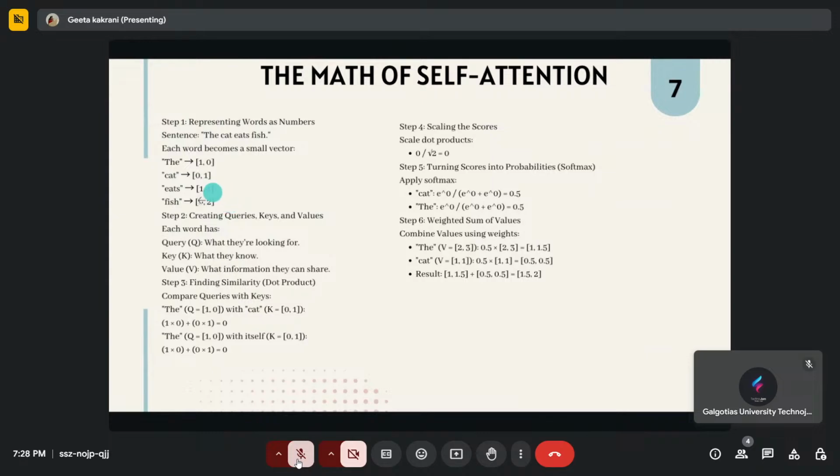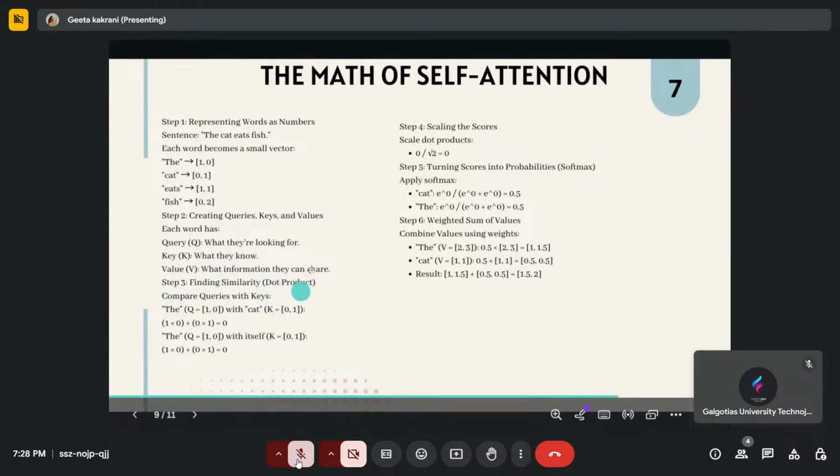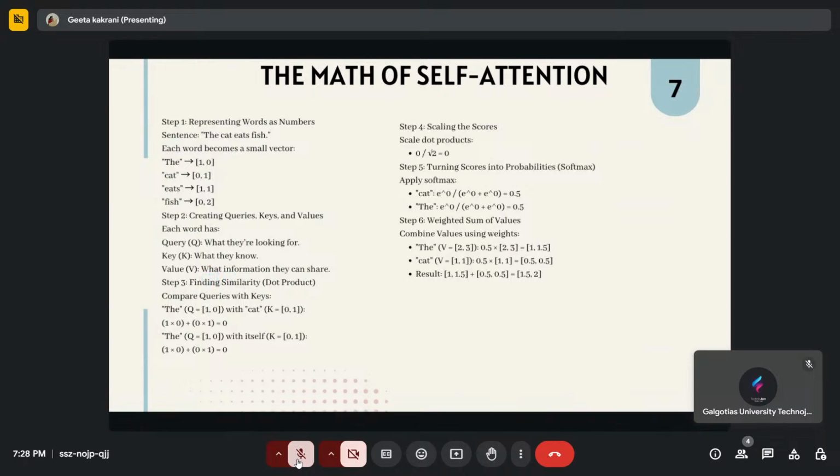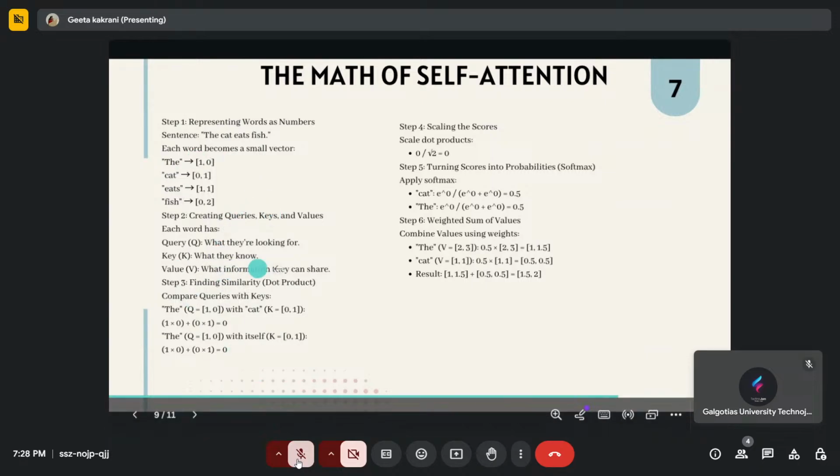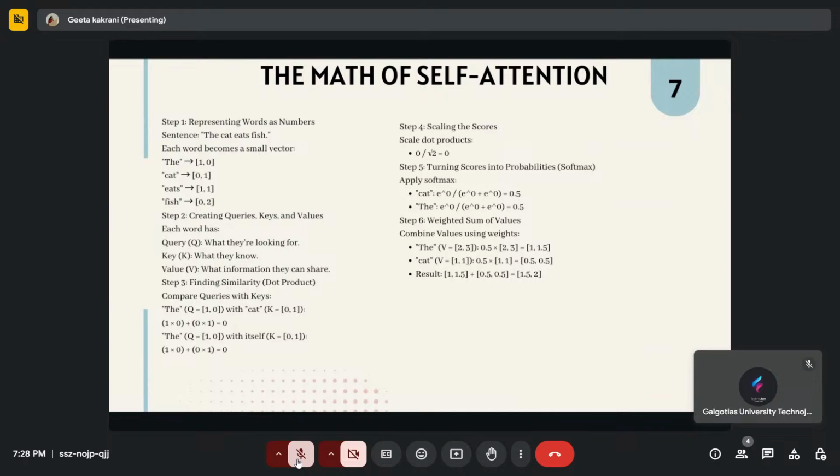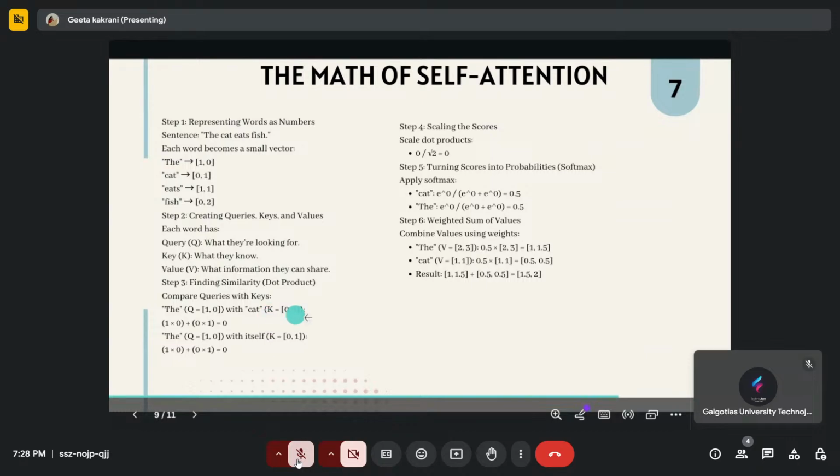Then we create queries, keys and values. Each word has them, like Q denotes the query: what they are looking for and what they know. I already told about it, and then we find the similarity with the dot product. So now we have a lot of data which is already stored in my embedding data set. Whenever we get the query, we distribute each word and try to get each word using multiplication, obviously the mathematical dot product.